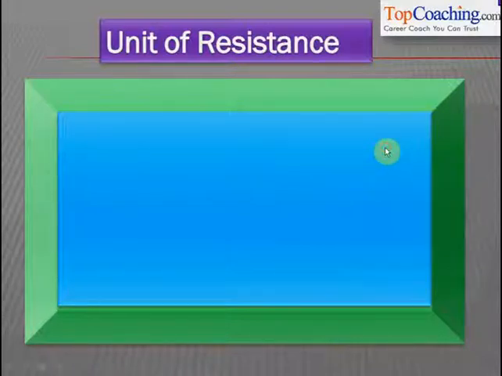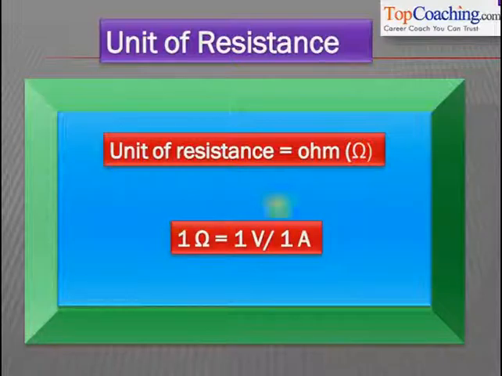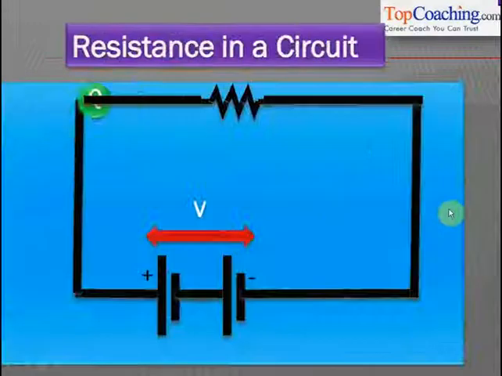What is the unit of resistance? The unit of resistance is ohm, and the symbol for this unit is as shown. This is the ohm symbol. Of course, as you may already know, 1 ohm is 1 volt per ampere. That's because V equal to IR, so R is V by I. So the resistance is said to be 1 ohm when a potential difference of 1 volt generates a current of 1 ampere. Understood? There you go.